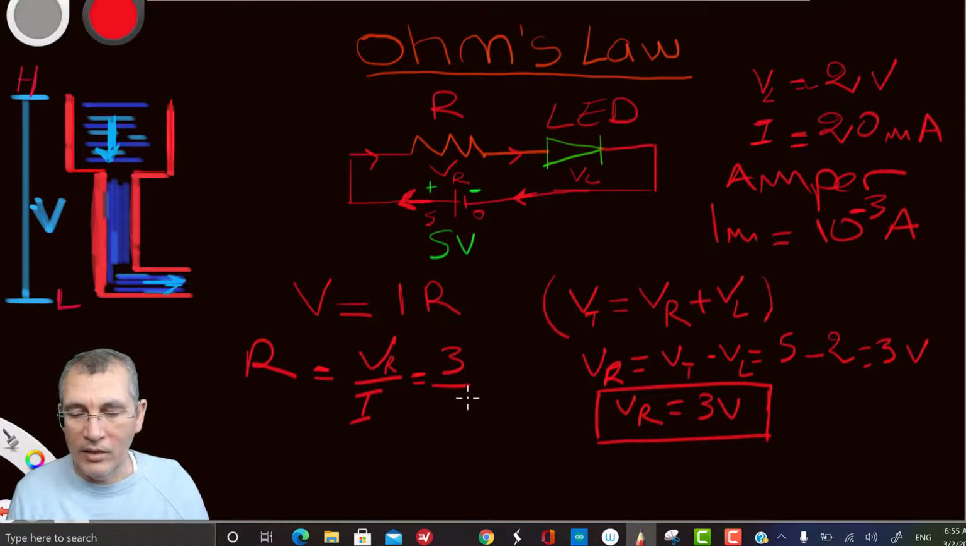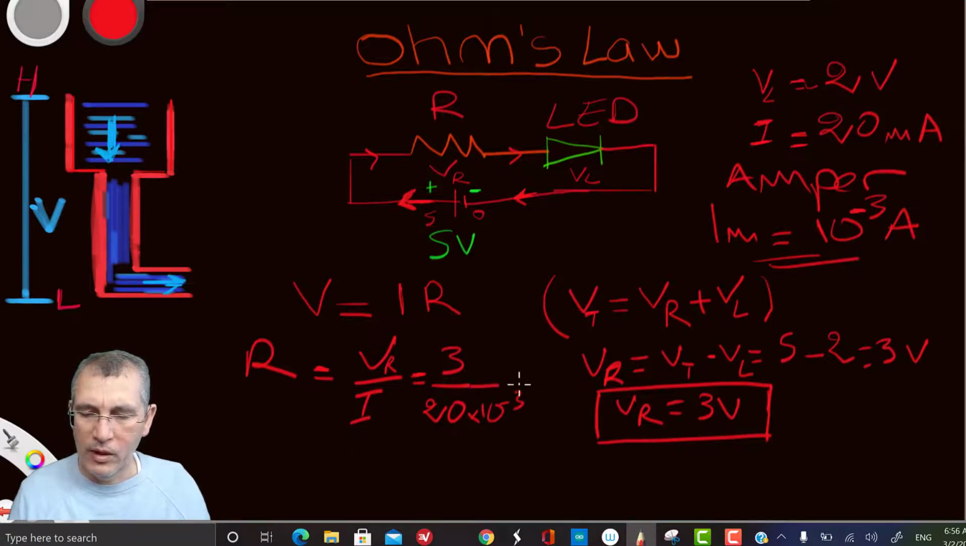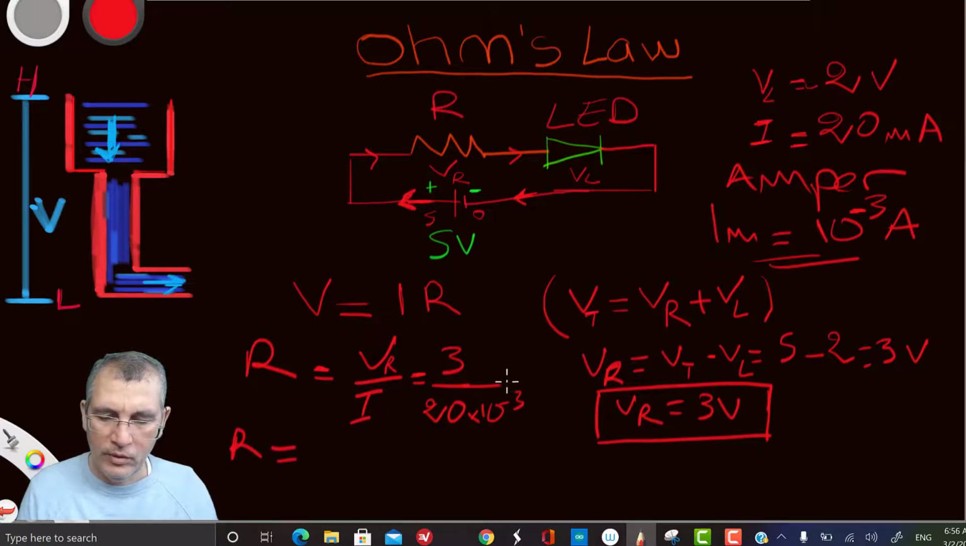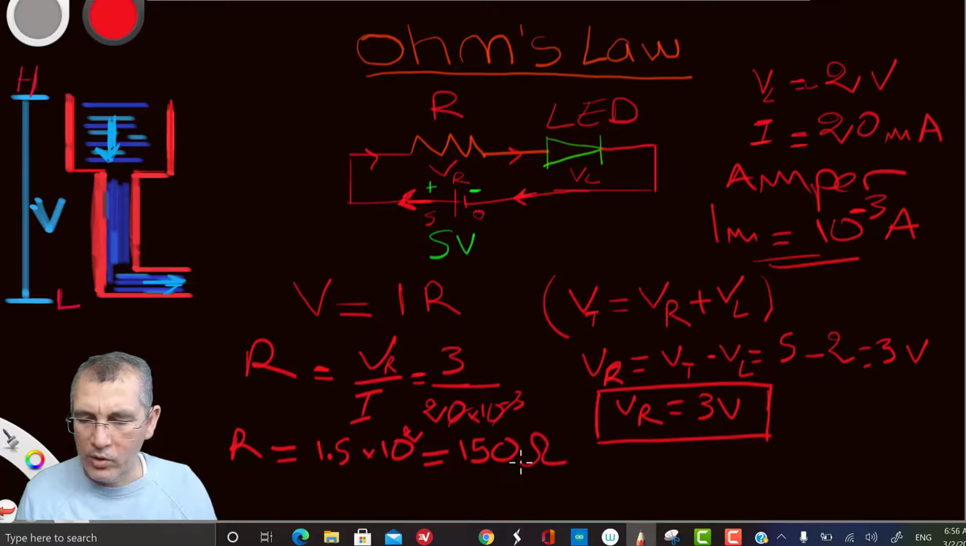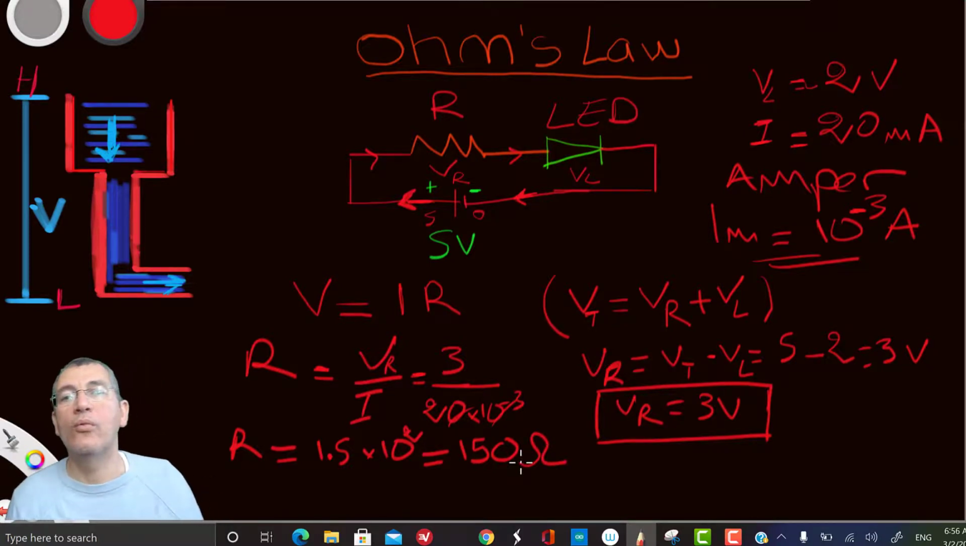So our operating current value of the LED is 20 milliamps. Remember we have to convert to amperes, so we multiply that by 10 to the power minus 3, and this value is equal now to, if you do your math, 1.5, and you simplify this to the power 2, which is going to be 150 ohms, and ohms is the unit of the resistor.